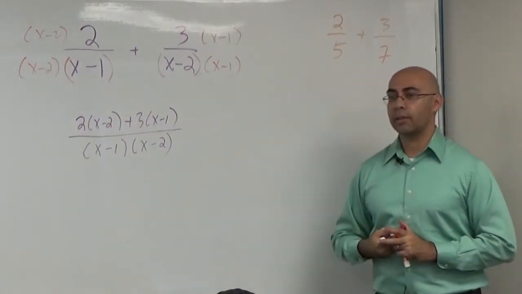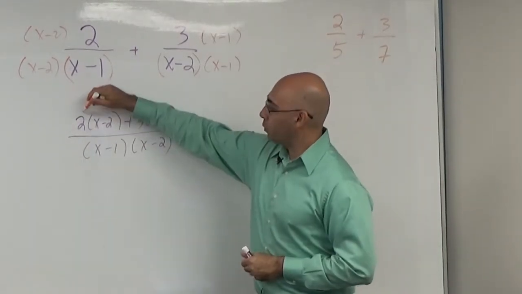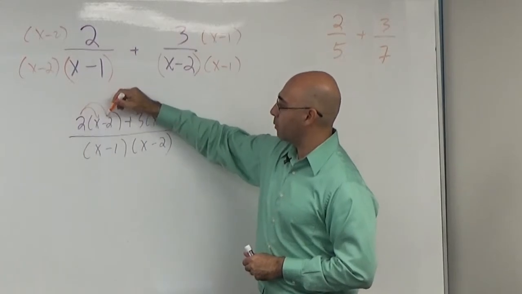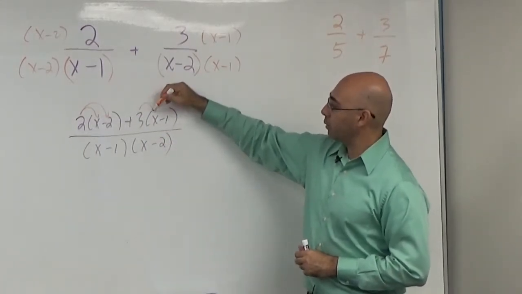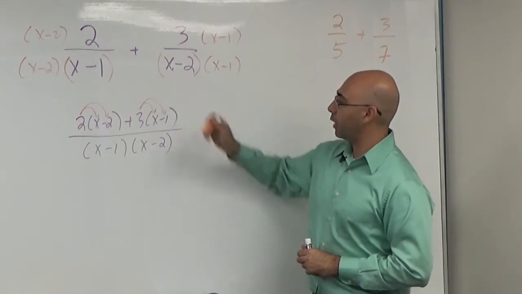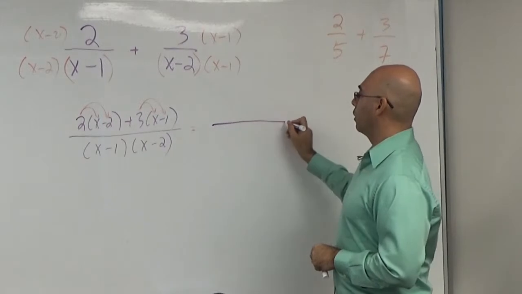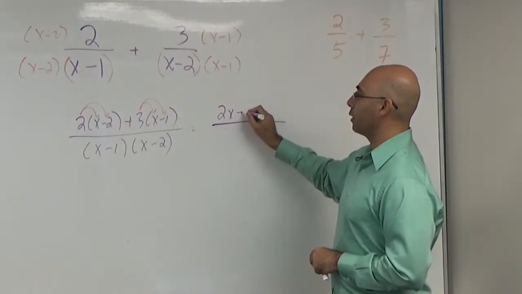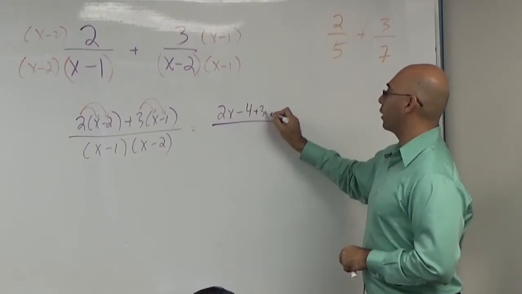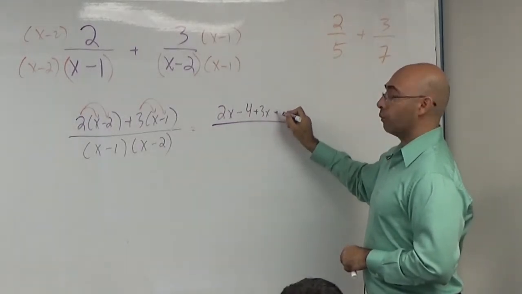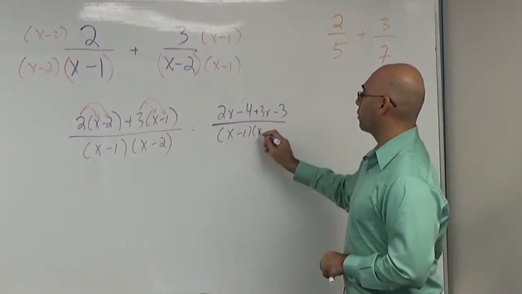What can I do next? All right, you got to use your distributive property. 2 times the x and then 2 times the negative 2. 3 times the x, 3 times the negative 1. So this becomes 2x minus 4 plus 3x minus 3. The bottom stays the same, x minus 1, x minus 2.